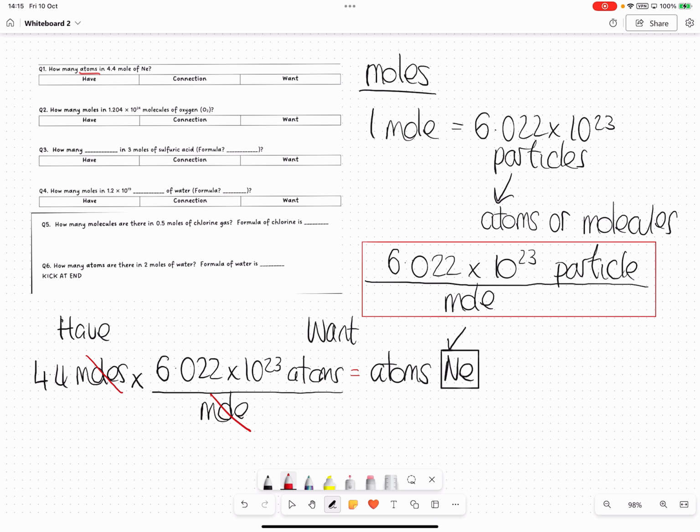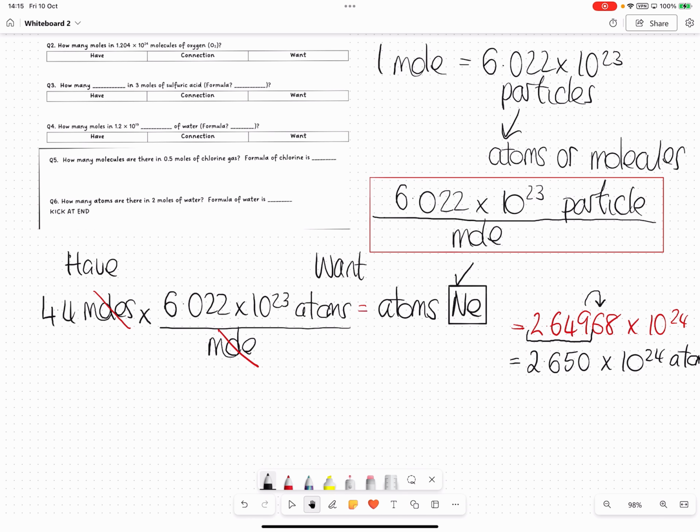So I put those into my calculator, and when I do this, I get 2.64968 by 10 to the 24. And in Leaving Cert now, we are doing everything to 4 significant figures. So these are 4 significant figures. But when I'm looking at it, I need to have a peek at what comes next. And because it's a 6 that comes after the 9, I have to round up. So 2.650 by 10 to the 24 atoms is the final answer that I would get here. So that was question 1.